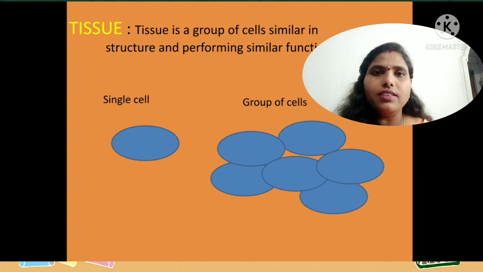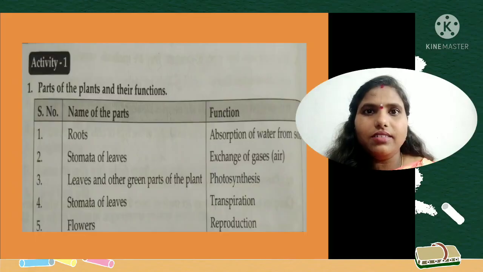What is tissue? Tissue is a group of cells which are similar in structure and performing the same function. If you observe this slide, first there is a single cell. Beside that picture, there is a group of cells. That is called tissue, and it performs the same function in various parts of the plant or animal organisms. This is activity 1.